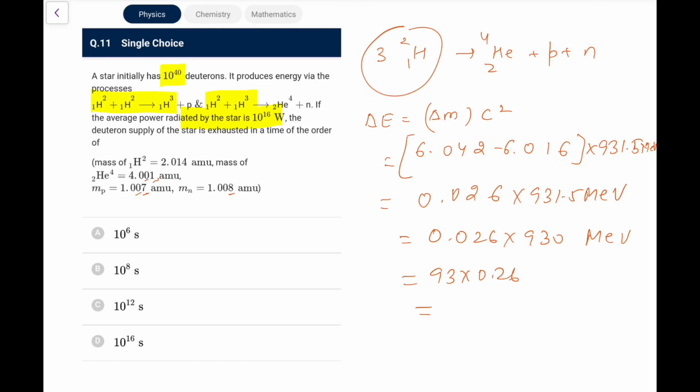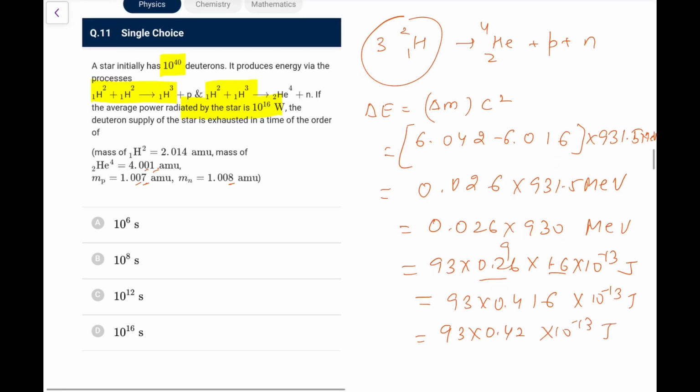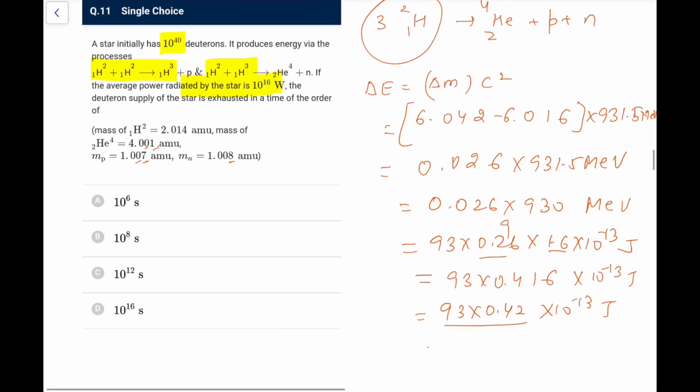It basically comes out as, doing it in joules now, 1.6 into 10 to the power minus 13 joules. So 26 into 16: 16 6s are 96, 16 2s are 32, and 416. So it would be 0.416 into 10 to the power minus 13 joules. Again, do this approximation, or do it as 93 into 0.42. This is the energy we get from 3 deuterons.